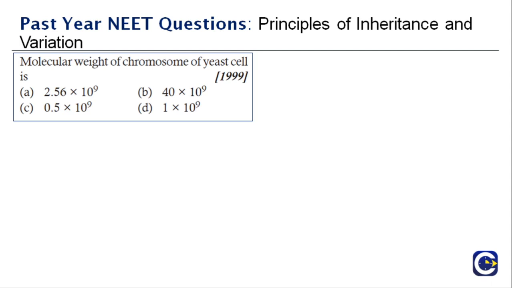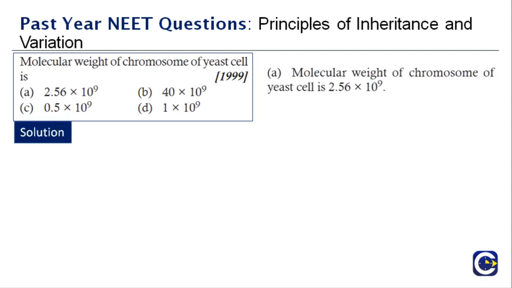Molecular weight of chromosome of yeast cell is. So this is again a direct question, and you must know the answer, and the answer is A, 2.56 into 10 raised to the power 9. So this is the molecular weight of chromosome of yeast cell.